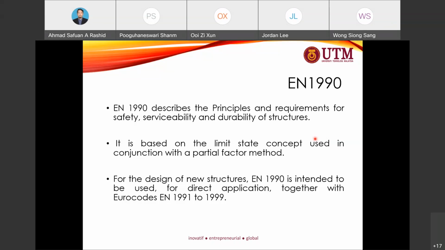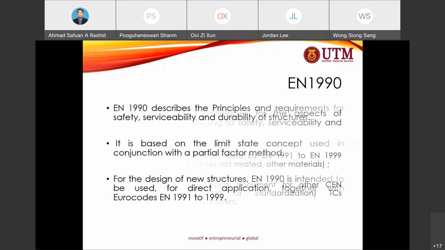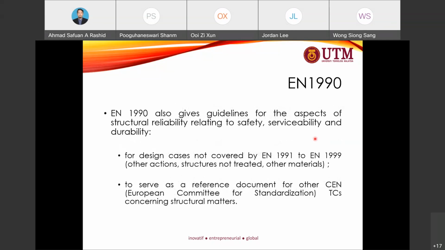Okay. So if you want to get a better understanding of the actions on the basis of design, you need to look at EN 1990 first, and then you can get a better understanding of the basis of design, and it can be used together with Eurocode from 1991 to 1999. So Eurocode 1999 also gives guidelines for the aspects of structural reliability relating to safety, serviceability, and durability.